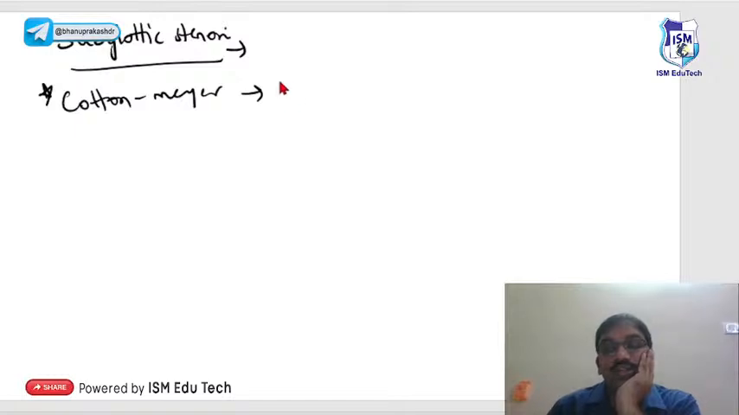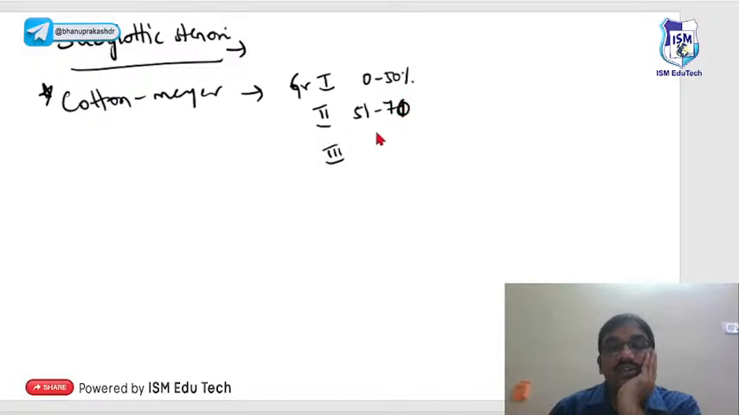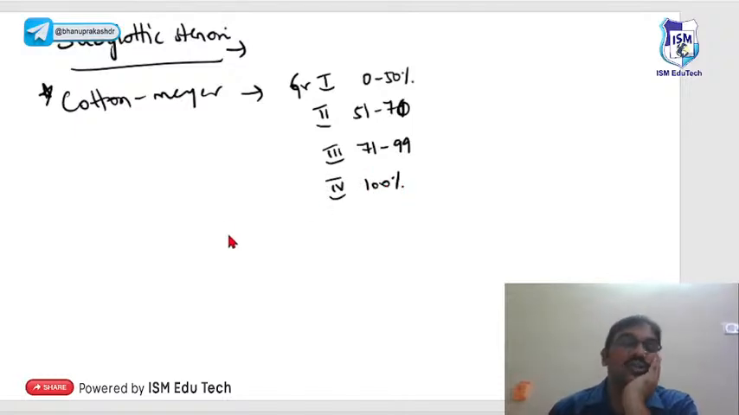What the Cotton-Myer grading says: it is labeled grade 1 if there is 0 to 50% obstruction. Grade 2 is 51 to 70%, and 71 to 99% is grade 3, and grade 4 is complete obstruction. This is the grading classification given by Cotton-Myer for subglottic stenosis.